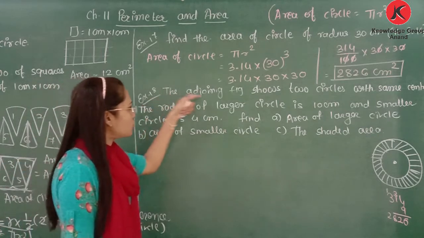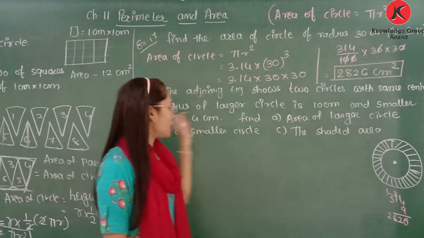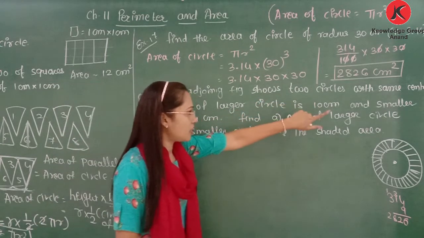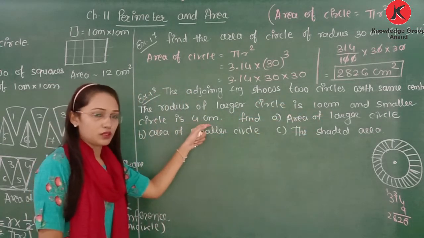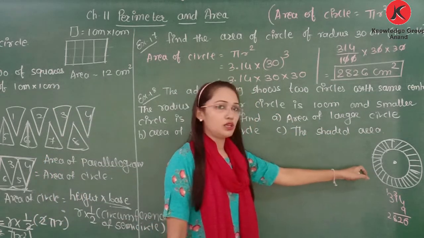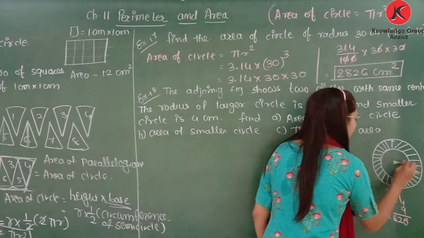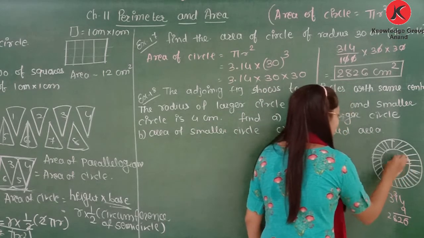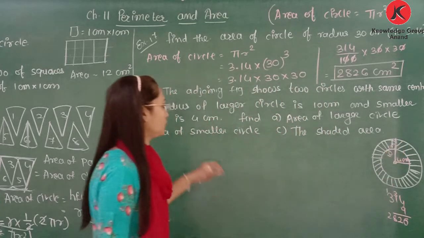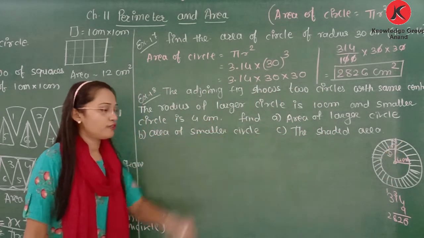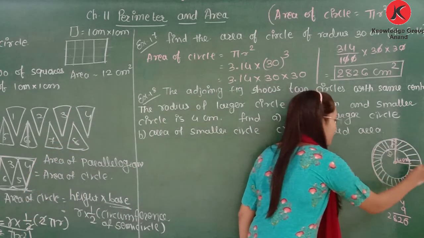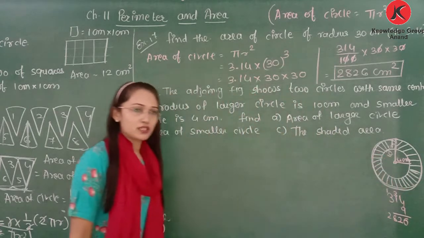Now next one. Example 18. The adjoining figure shows two circles with the same center. The radius of the larger circle is 10 centimeters and the smaller circle is 4 centimeters. So this figure is given. Here we have two circles. One circle that is of radius 4 centimeters and the larger circle that is of radius 10 centimeters. So here, find the area of the larger circle. If the radius is given, then we can find the area of the larger circle.